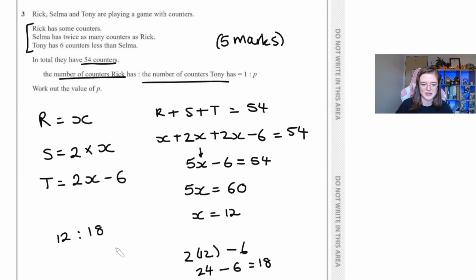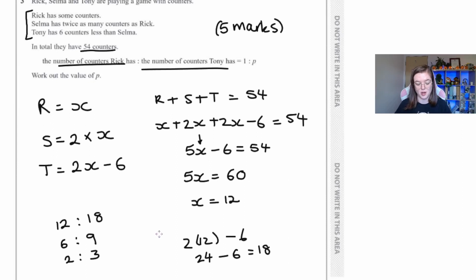So I'm going to simplify this first just a little bit to get it into a bit neater form. So I'm going to halve both of these, I think, to get 6 to 9, and divide both by 3 to get 2 to 3. And then what I'm going to do is, I've been told the one on the left has to be a 1, right? So this has to be a 1.